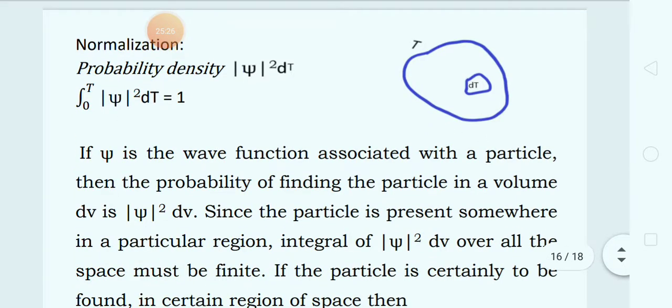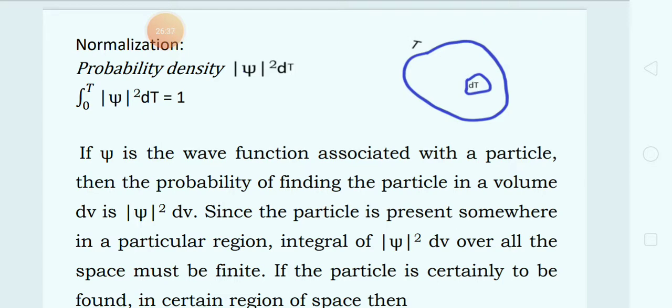Next concept is normalization. If psi is the wave function associated with a particle, then modulus of psi square d tau is the probability of finding the particle in a volume d tau. We can see the picture in the slide: an imaginary volume tau in which an elemental volume d tau is given. The probability of finding the particle in an elemental volume d tau is modulus of psi square d tau. This volume tau is made up of a large number of such d tau elemental volumes. Therefore, the probability of finding the particle in the volume is the integral from 0 to tau of modulus of psi square d tau, equal to unity, which means you are highly certain that the particle is present within the volume tau.